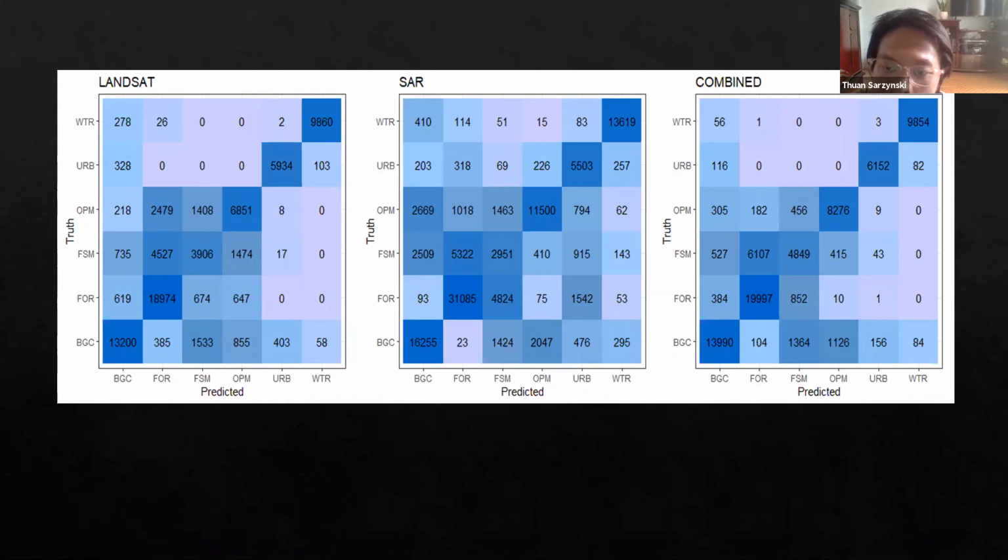And for the combined, which was the best classification, there was a bit of error on bare ground crop and forest shrub mosaic, confounded with oil palm. But it was lower than the two other classifications.